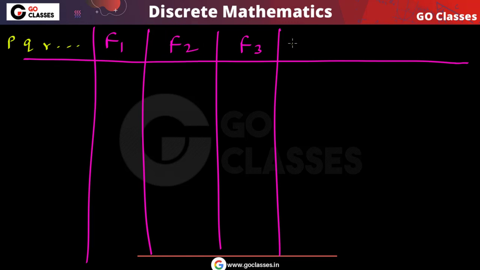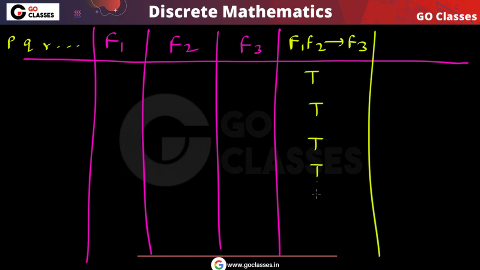Anyway, now the question is saying that f1 f2 implies f3. This is a tautology. So for any combination, this is definitely true. Whatever you do, this is definitely true. Similarly, the question is saying that f1 f2 implies negation f3. This is also a tautology. So this information is given in the question.